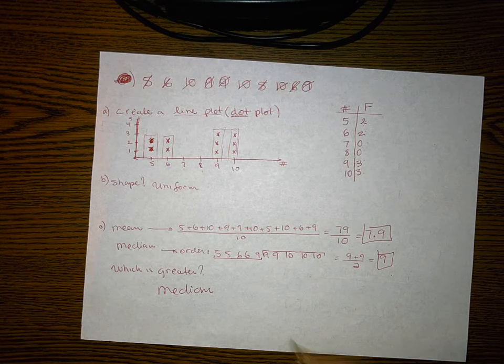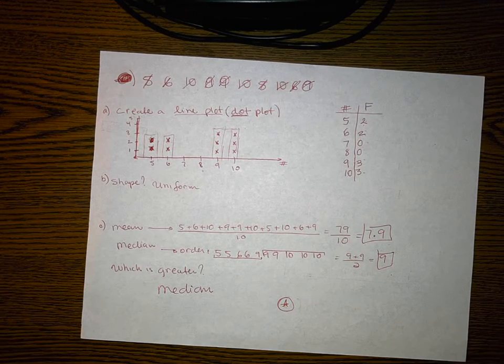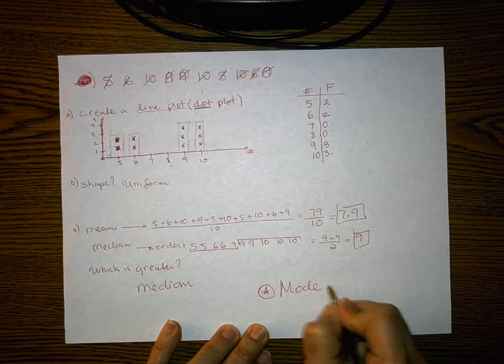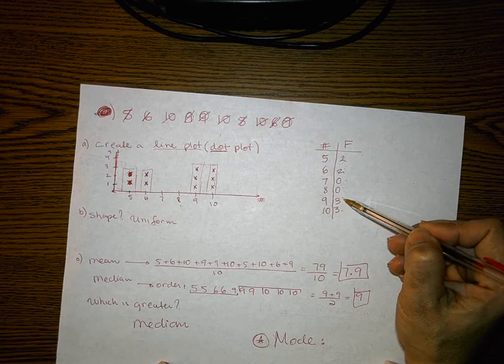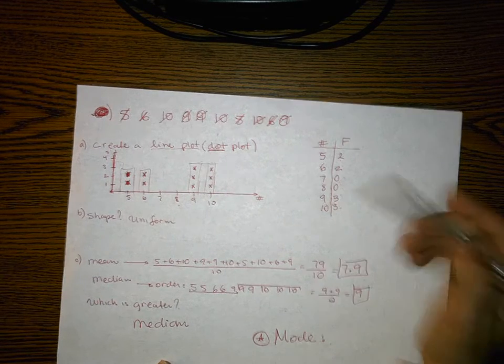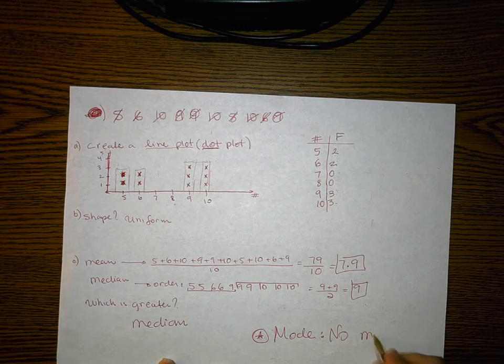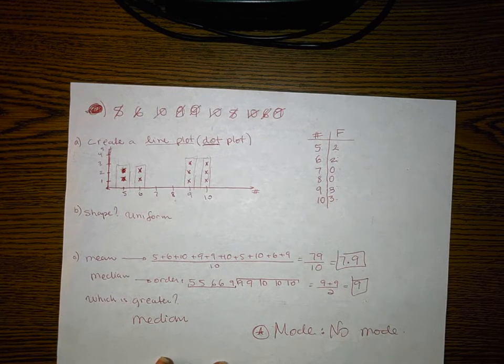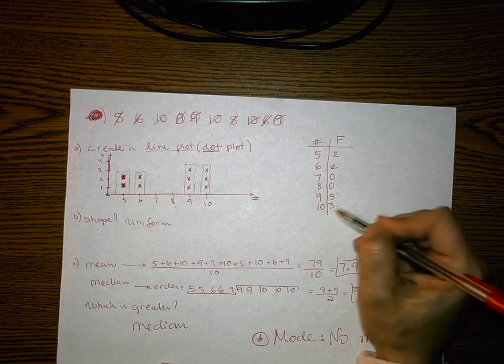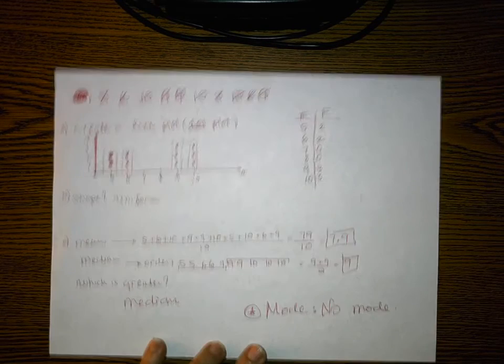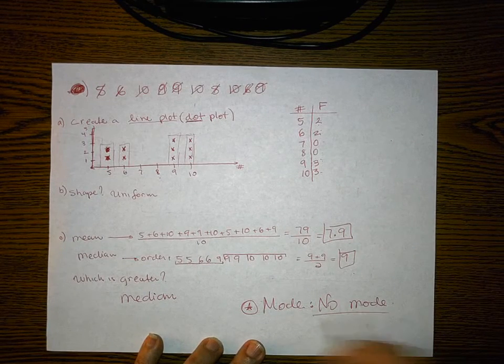Here's an extra little hint that I just thought of. What is the mode? They didn't ask that, but let's talk about it. Because the 10 and the 9 occur the same amount of time, there is no mode, okay? The mode is one value that appears the most. Because there was a tie, there is no mode.